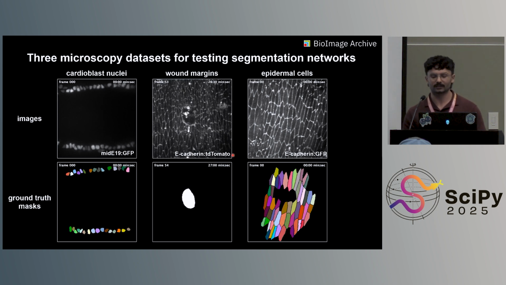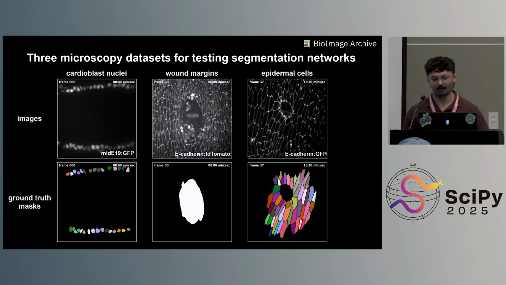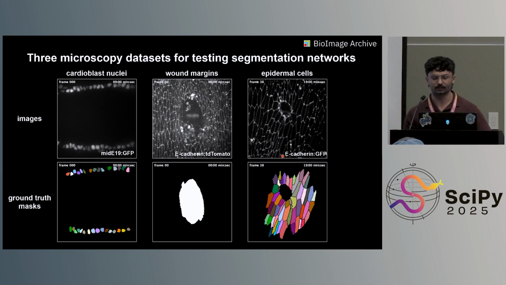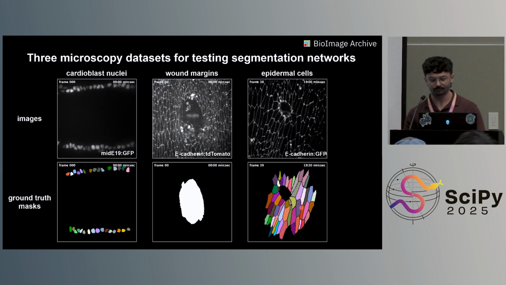And finally, we wanted to test whether networks can segment tightly packed objects. And so we acquired a data set with a nicer fluorescent marker that allowed us to generate ground truth masks of the cells around those epithelial wounds.